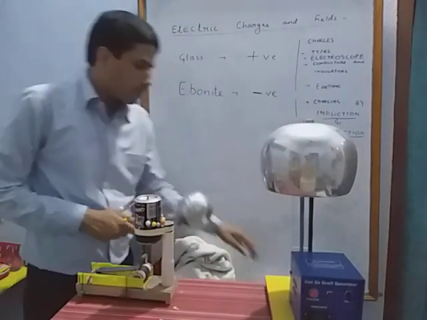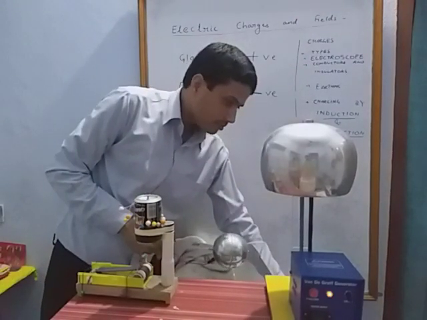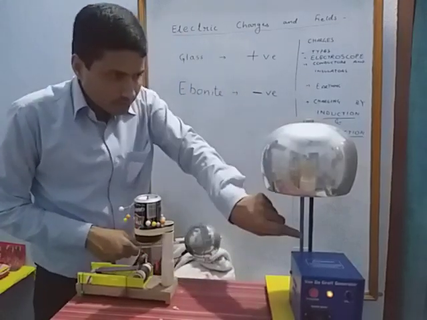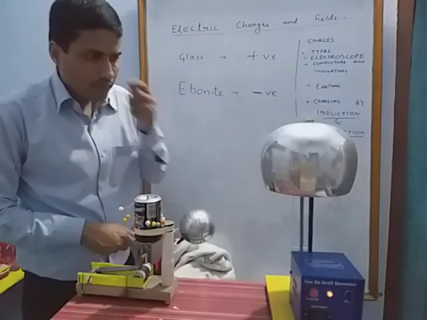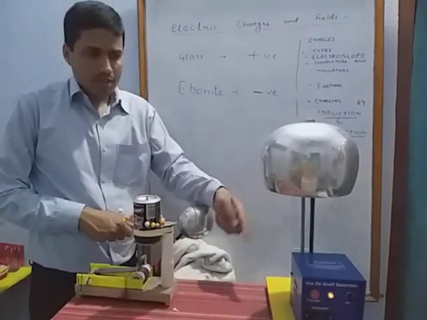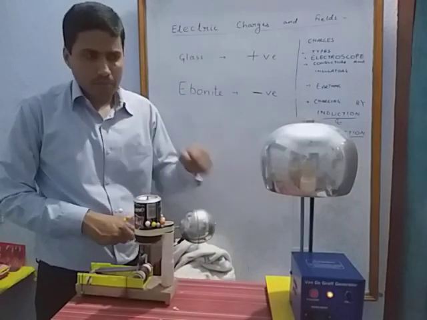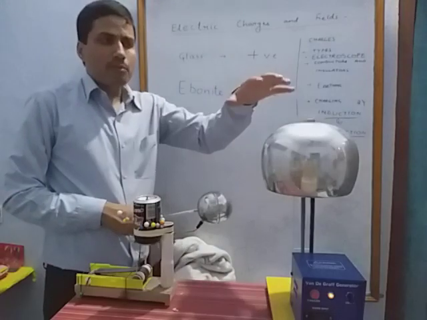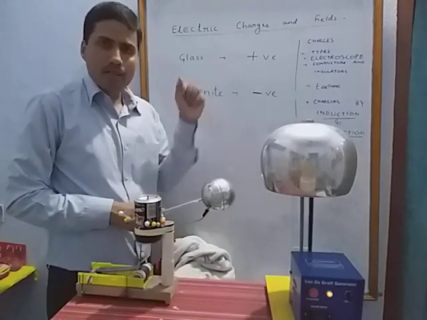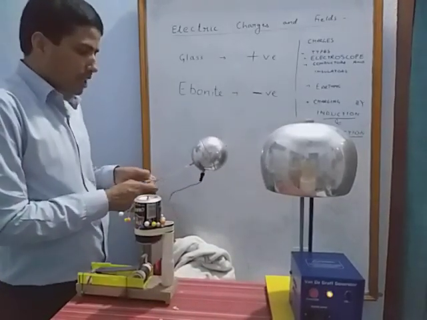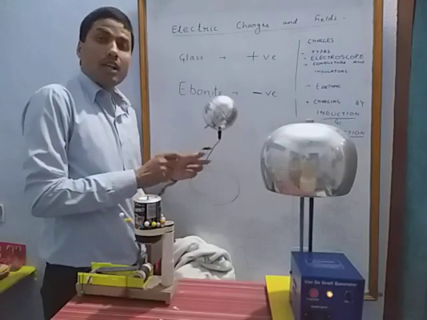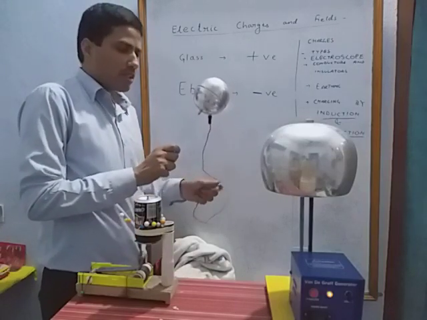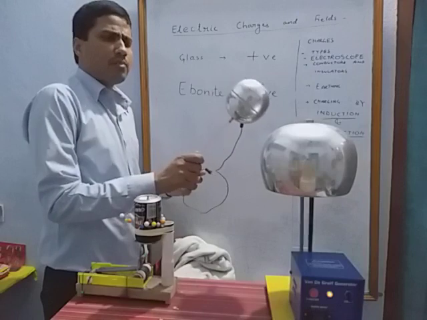Let me first check the power. Here also it gets charged due to rubbing. That charge gets piled up over this dome, that is metal. First I will discuss charging by conduction. Charging by conduction means that you simply touch the metal.